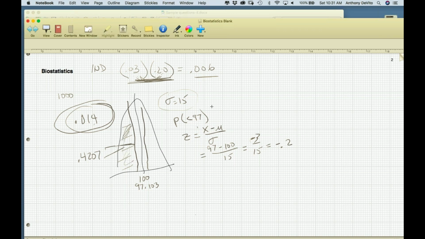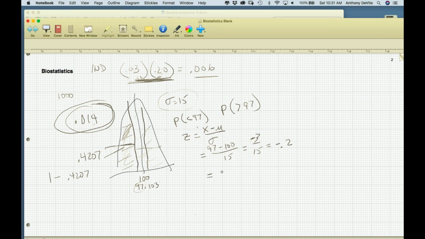If I ask you what's the probability of a randomly selected infant from this population having a motor score of greater than 97, well, it's going to be everybody to the right of this. So all we would need to do is subtract 0.4207 from 1, and we would have this area in here, right?